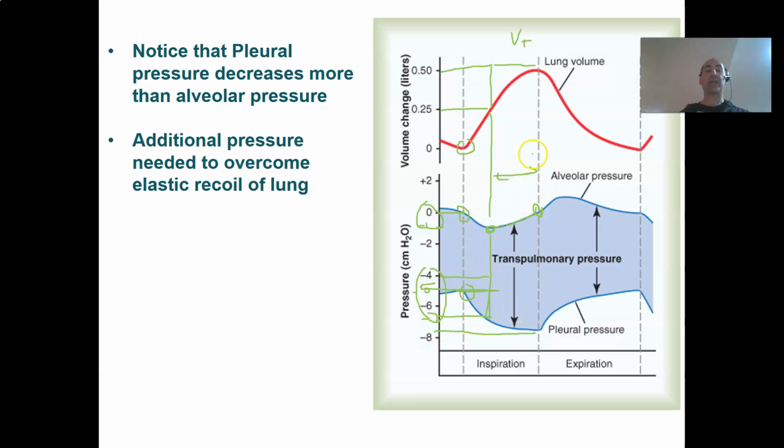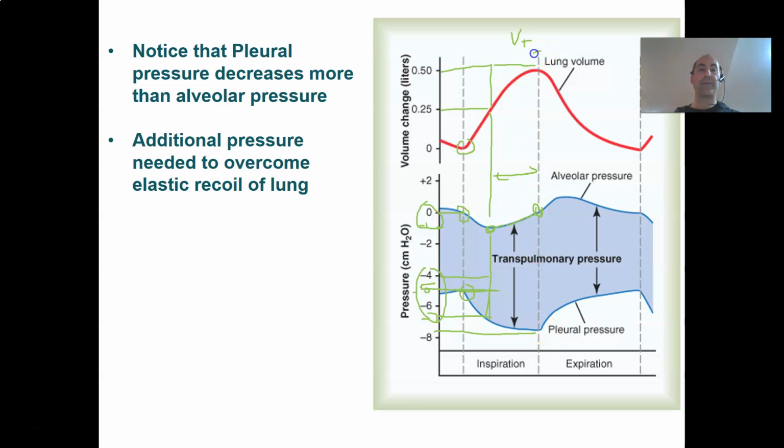So you get to the end of an inspiration, you have a half a liter of air in your lungs, you have 0 alveolar pressure. That means alveolar pressure and atmospheric are the same, so no air is moving. And your pleural pressure, which is normally at -5, has gone down to about -8. Now the air is being held in the lungs because the diaphragm is still contracted, and pleural pressure has to be negative. So now what happens?